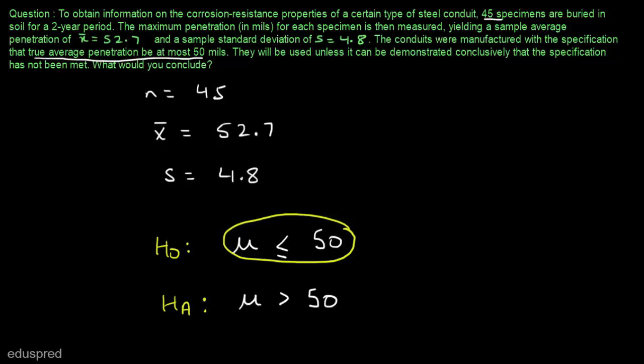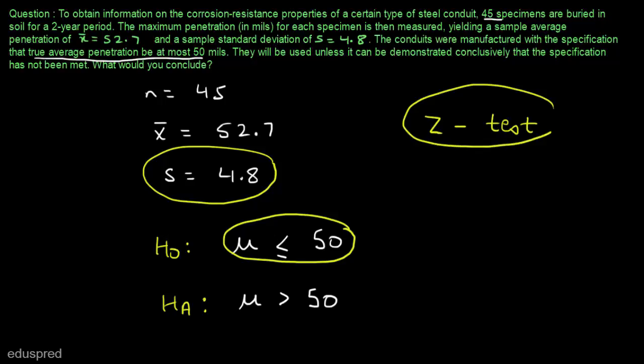Note that in this case, we are not given the population standard deviation. We have sample standard deviation, which is 4.8, but the n is sufficiently large. It is greater than 30. In our case, n is equal to 45. So that means we can use Z test in this case. So we can work with Z statistic.